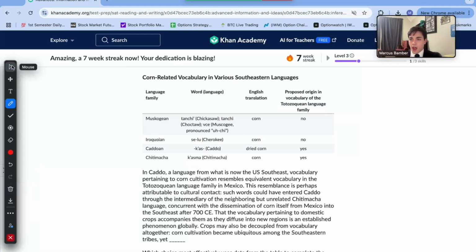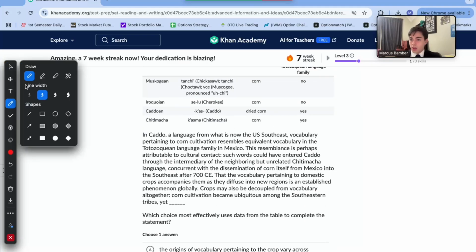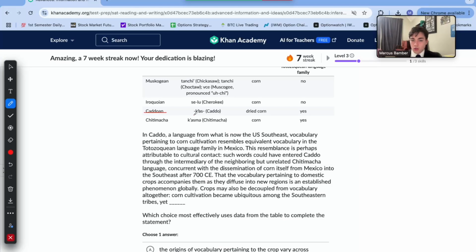All right, let's read through our text here, and we are going to use data from the table to complete the statement. Okay, in Caddo, a language from what is now the U.S. Southeast. We have Caddoan and the Caddo language right here. Vocabulary pertaining to corn cultivation represents equivalent vocabulary in the Totozoquean language family in Mexico. Okay, this resemblance is perhaps attributable to cultural contact. Such words could have entered the Caddo through the intermediary of the neighboring but unrelated Chitimacha language, concurrent with the dissemination of corn itself from Mexico.